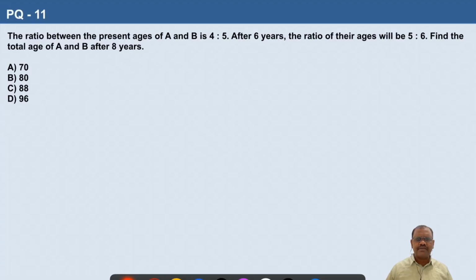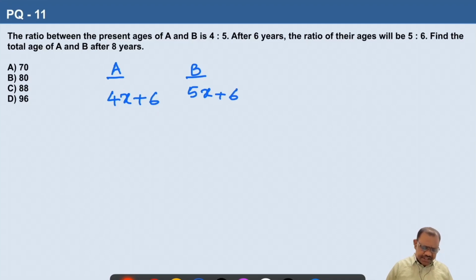Question number 11. The ratio between the present ages of A and B is 4:5. So A and B. What is the ratio? 4:5. So we can assume it as 4x and 5x. After 6 years, plus 6, the ratio of their ages will be 5:6. The ratio will be 5:6.